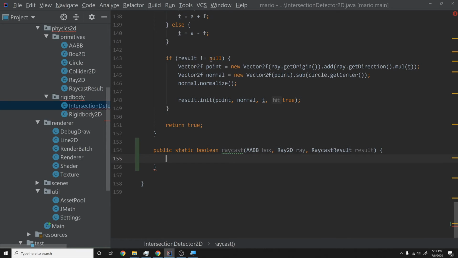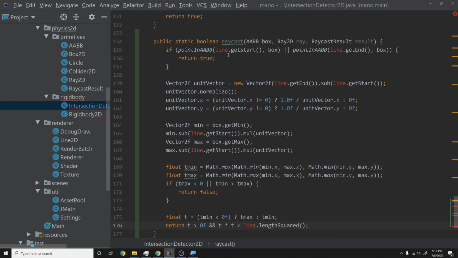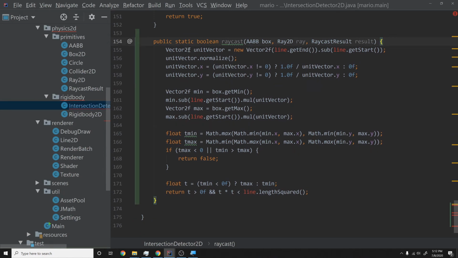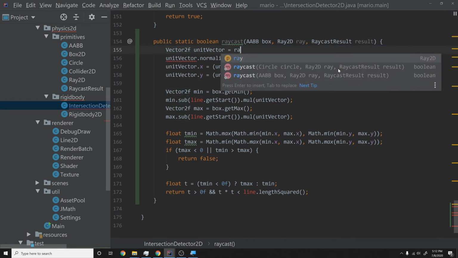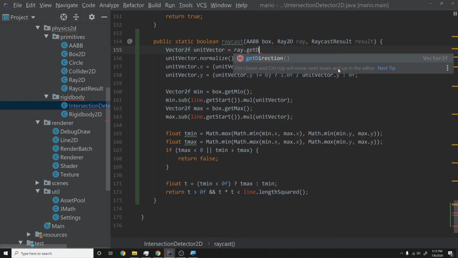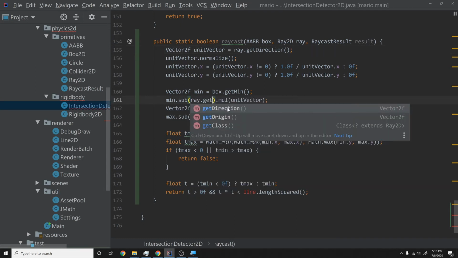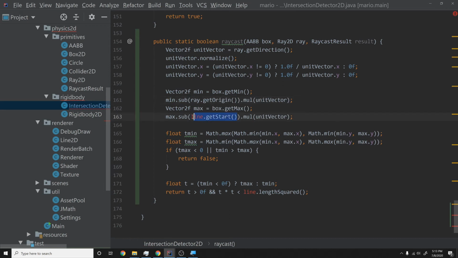All right. So set it up the same way, and I'm just going to paste everything into here, except instead of a line.getStart like we have here, we're actually dealing with a ray, right? So we can get rid of that real quick. And then for our unit vector, we can actually just set it to the ray's direction. So we can just say that's ray.getDirection. And that should be good. Everything should be fine. And then instead of subtracting the line's start, we're going to subtract the ray's origin. So we'll say ray.getOrigin here. And once again, we'll do the same thing here, ray.getOrigin.